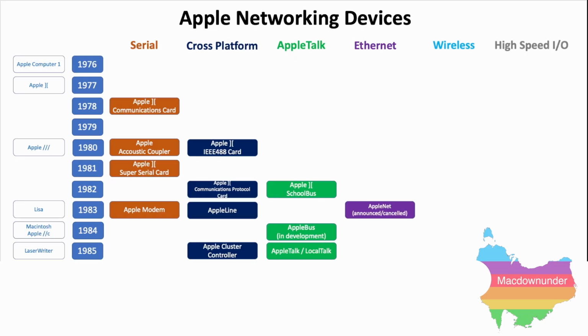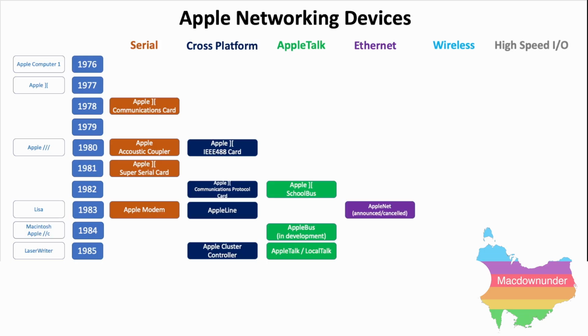And the way the LaserWriter, of course, communicated with the Macintosh and other systems was via AppleTalk, and so that's when AppleTalk got released. That same year, 1985, Apple launched the Apple Cluster Controller, an extremely rare device that allowed you to connect a number of Apple computers to an IBM mainframe network.